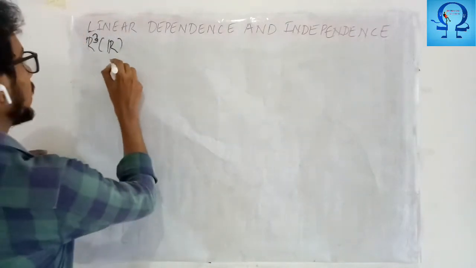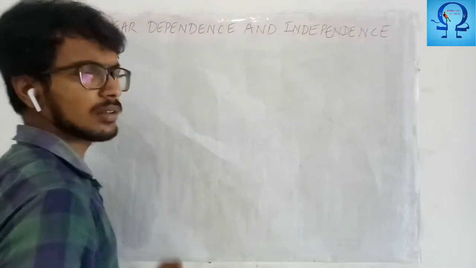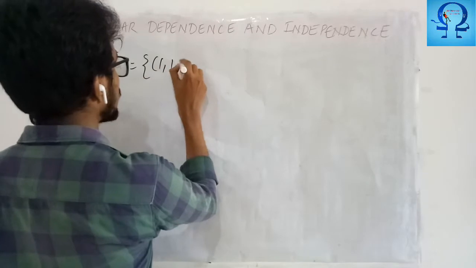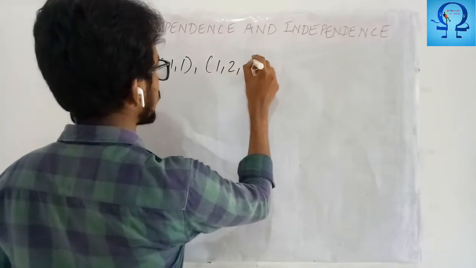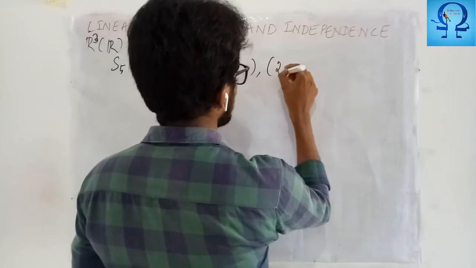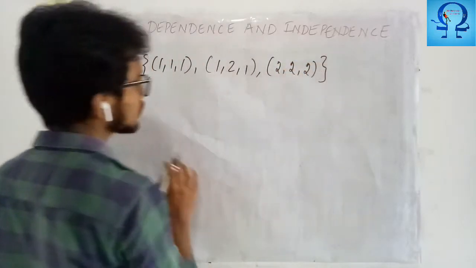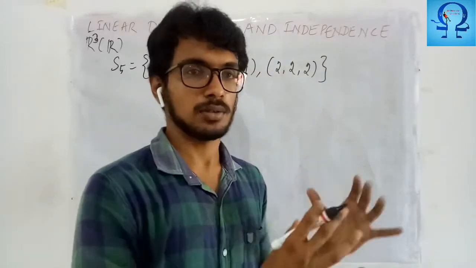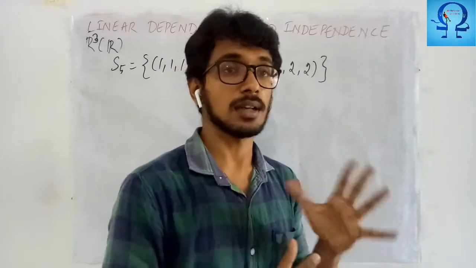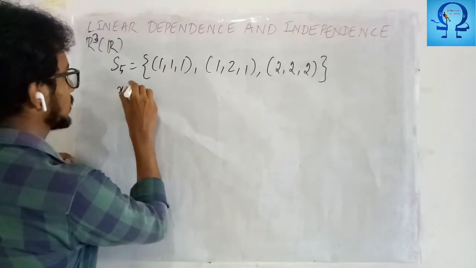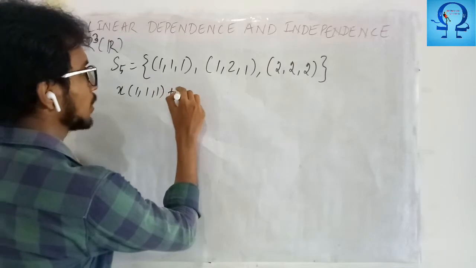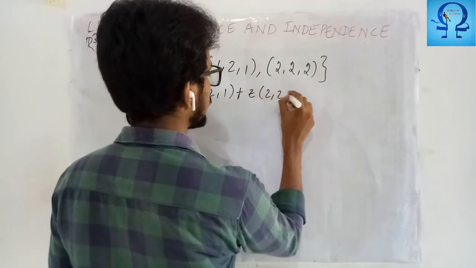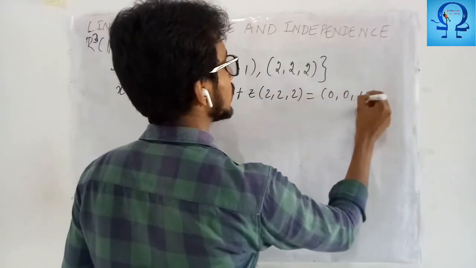In the previous video we have seen till S4. Let me take my S5 to be (1,1,1), (1,2,1) and (2,2,2). This is my collection. Here I am just going to verify whether this forms a linearly dependent set or an independent set. Let me write x times (1,1,1) plus y times (1,2,1) plus z times (2,2,2), and this is to be equated with (0,0,0).